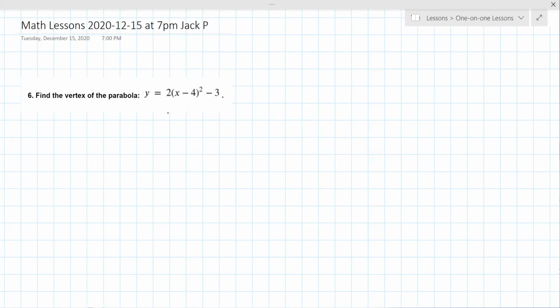The vertex here, if you know the formula for a parabola in vertex form, the vertex is h comma k. So here the vertex is 4 comma negative 3.